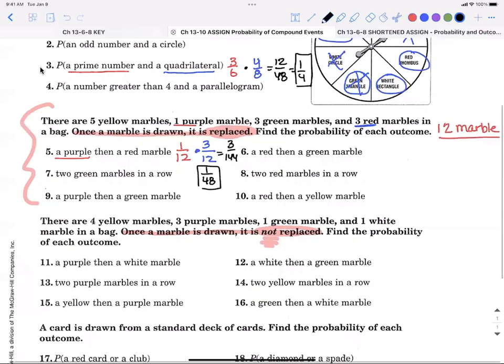All right, now I'm going to erase the little bit of underlining I did for that one so that we can start fresh. I want to do number 8 with you. 2 red marbles in a row. Okay, and remember we're replacing.